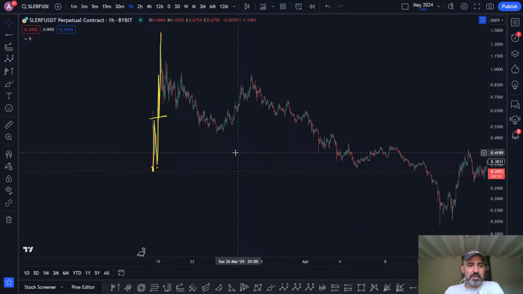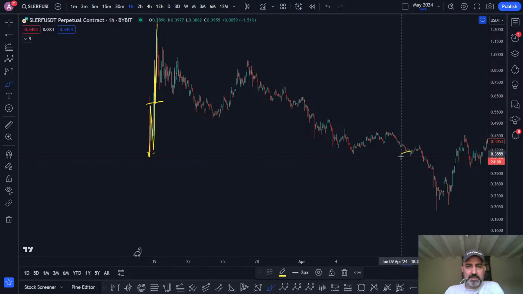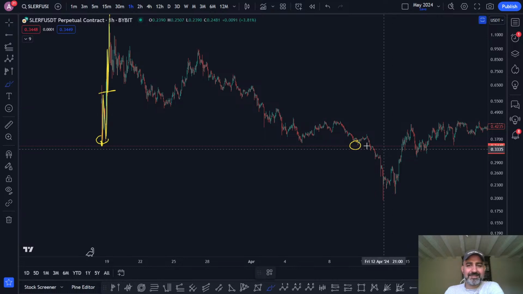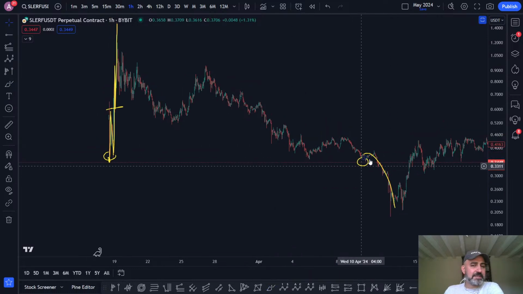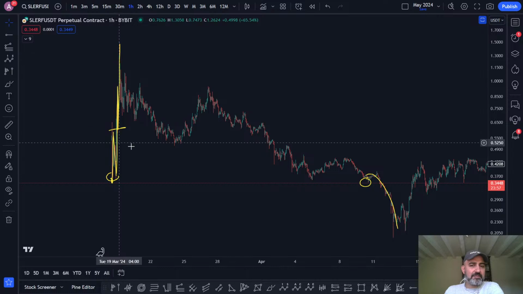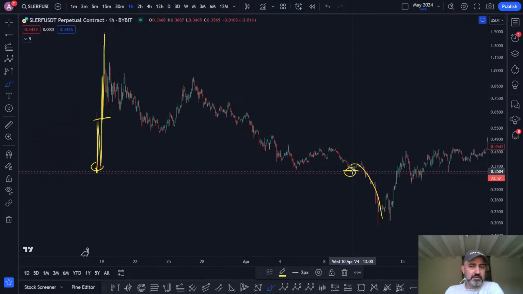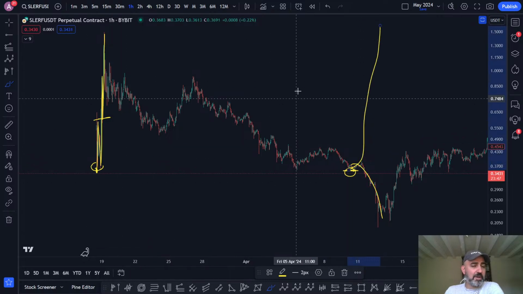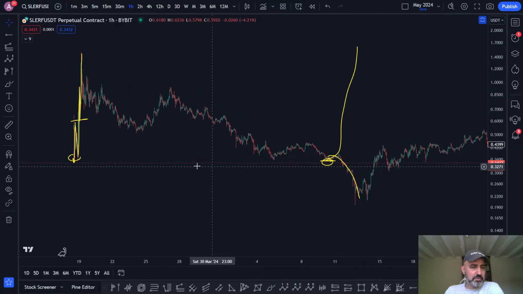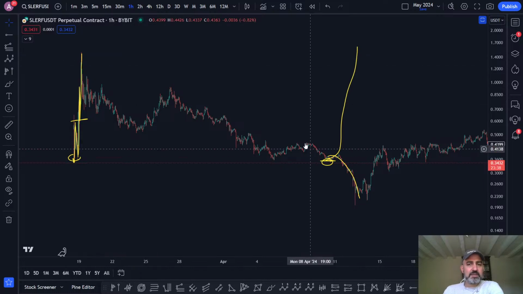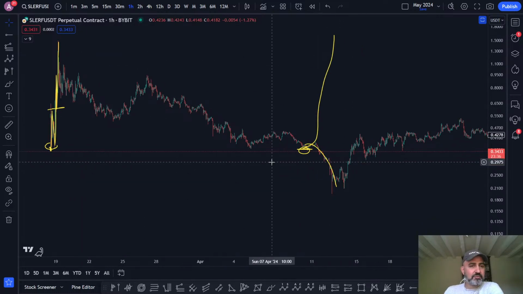Okay, but this whole idea is invalidated. Why? Because we took out the low. See that? What happens when you take out the low? This. See that? So you invalidated that 5 waves. If the price would have held here and didn't put in a low, then we might have got the next 5 waves. We might have got the next impulse, but it didn't happen because we took out the low, invalidated that initial 5 waves from the launch, and so you have to reset the count.